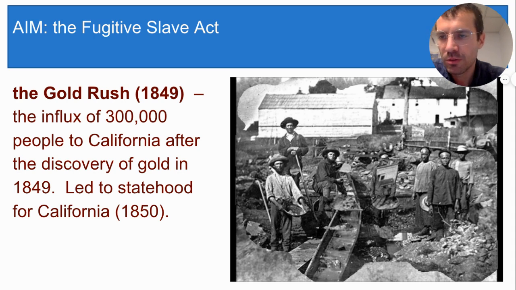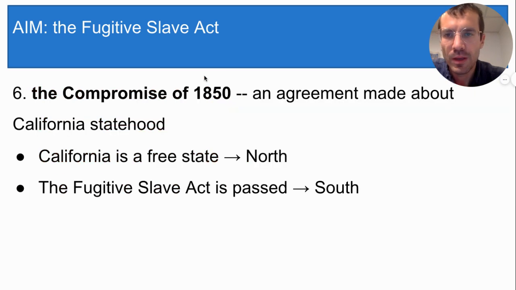But the Gold Rush created more tension between the North and the South because the same question remained. Would this new state of California allow slavery? So it was time for another compromise. And this compromise was called the Compromise of 1850.